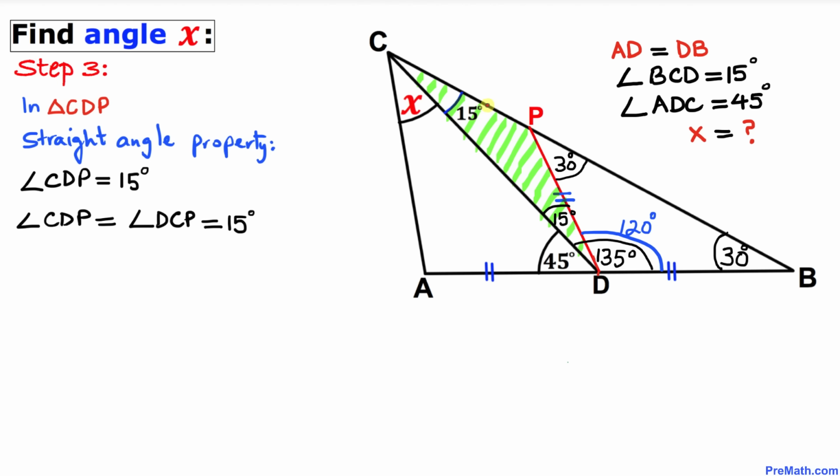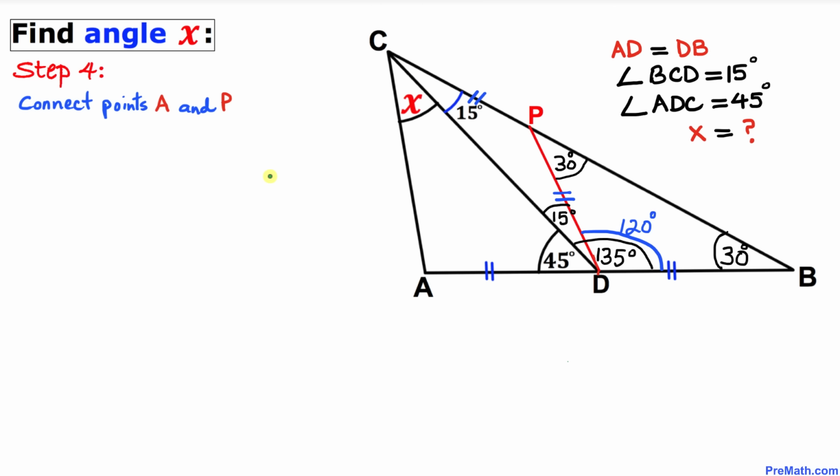Now we can see that this angle is 15 degrees and this angle is 15 degrees as well. Since these two angles are the same, that means these two sides are going to be equal as well. Therefore we conclude that this line segment CP equals PD, as you can see over here. And in this next step, let's go ahead and connect these points A and P. Let me just connect these two points. And here's our much nicer looking diagram.